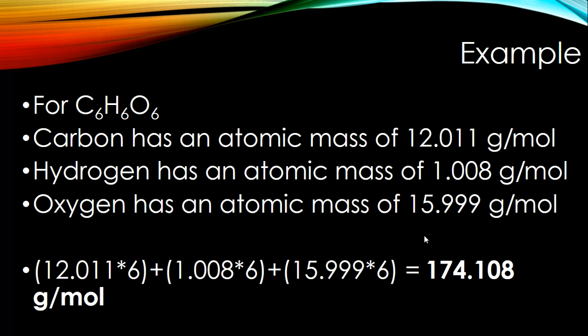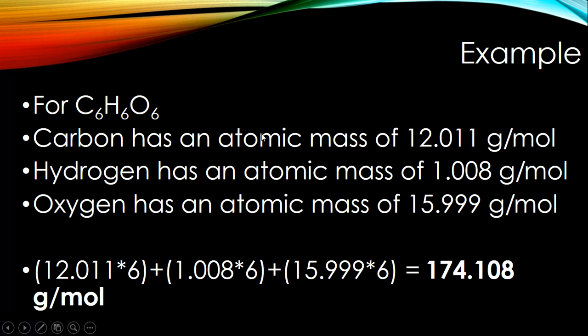So an example would be for C6H6O6. So the first step is to find the mass of each element. So carbon has an atomic mass of 12.011 grams per mole. Hydrogen has an atomic mass of 1.008 grams per mole, and oxygen has an atomic mass of 15.999 grams per mole. And the place that you find these numbers is just on the periodic table. So if I look on the periodic table for carbon, remember the mass number is below it, and that's where I got 12.011. So that's the first step.